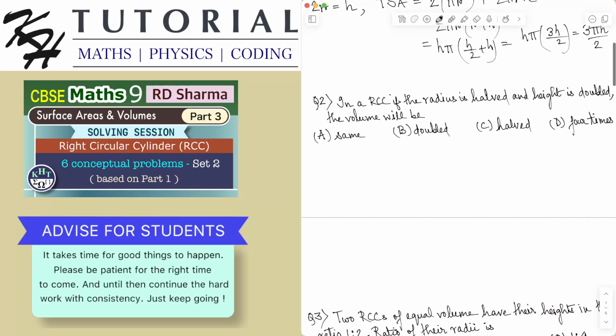Let's see the next problem. Question number 2. In a RCC, if the radius is halved and height is doubled, the volume will be same, doubled, halved, or 4 times.